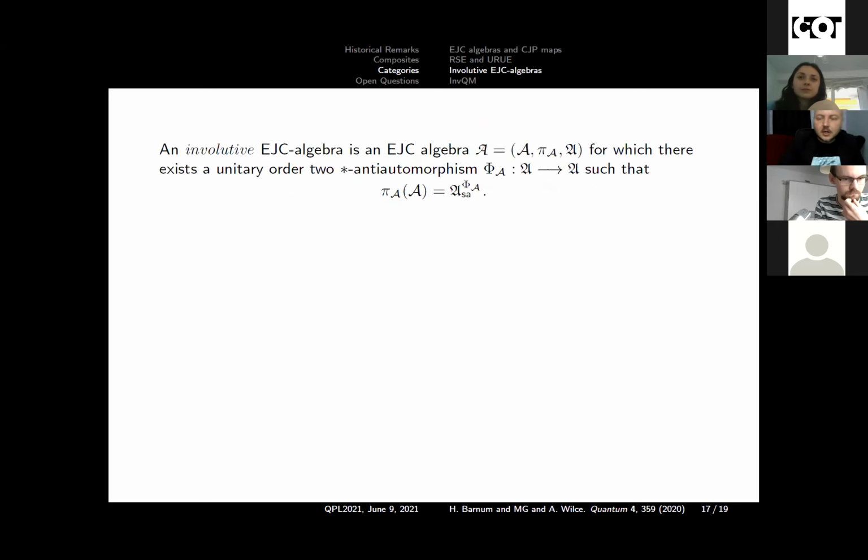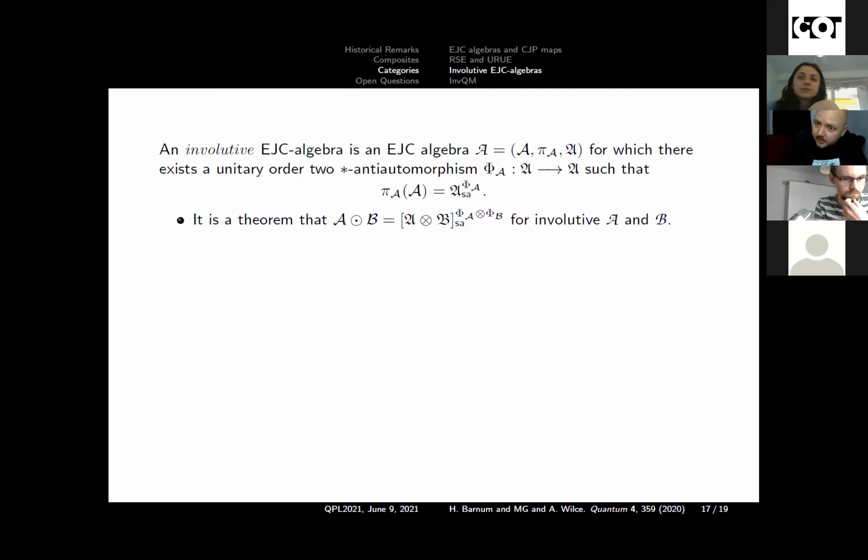I'll need to make one more definition. I'll say that an involutive EJC algebra is an EJC algebra for which there exists a unitary order 2 star anti-automorphism. By anti-automorphism, I mean a linear automorphism that switches order, so phi of AB is phi of B times phi of A. That's the anti part. It doesn't mean anti-linear. These guys are the self-adjoint fixed points of the involutions. They're not a subset; they are exactly the self-adjoint fixed points of their involutions.